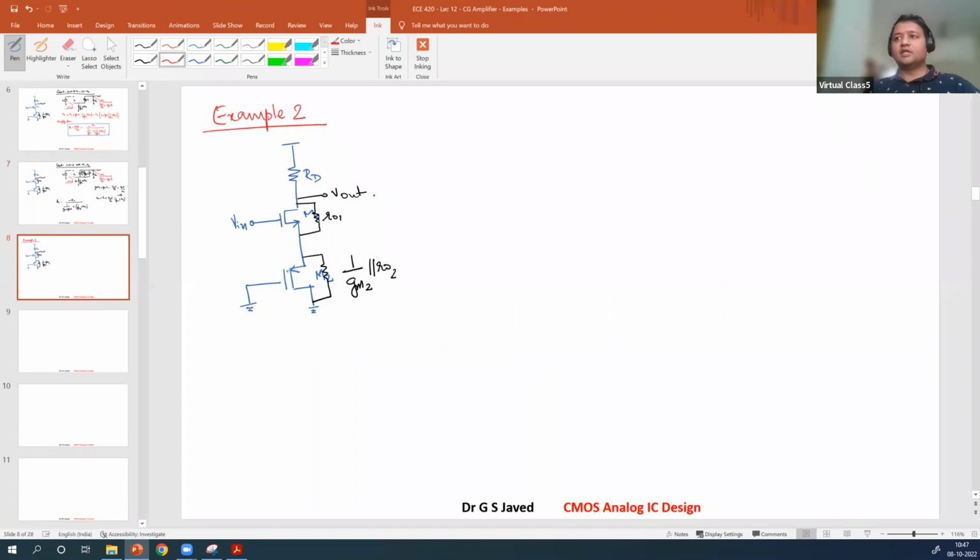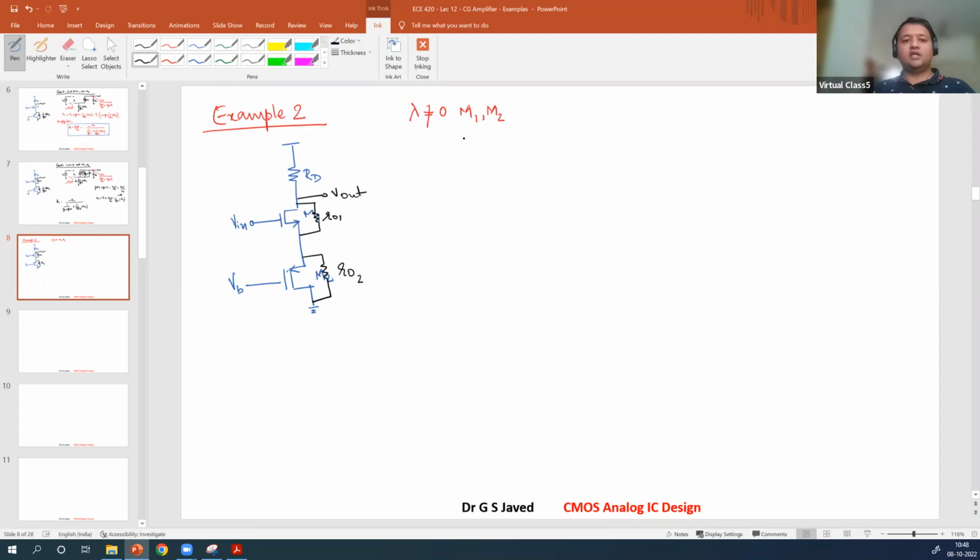Example 2. In this case, let us assume lambda is not equal to 0 for M1 and M2. There is VB connected here. There is a bias voltage. So when you have a bias voltage connected, this gm1 will get removed. Okay. So what does it look like? It will only look like a RO2. There is no gm1 coming into picture here.